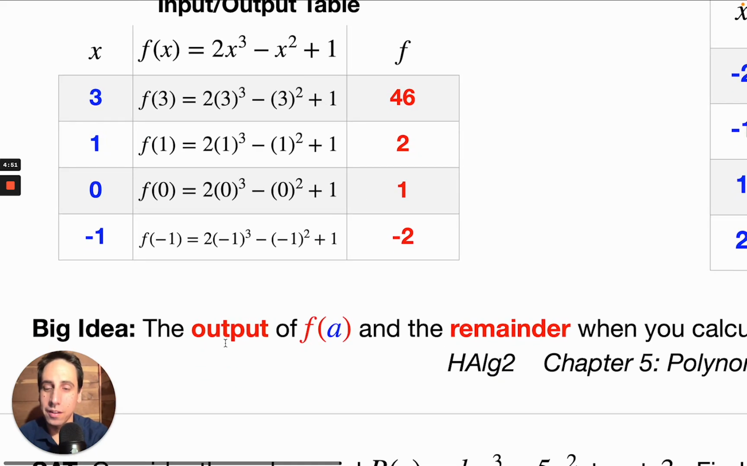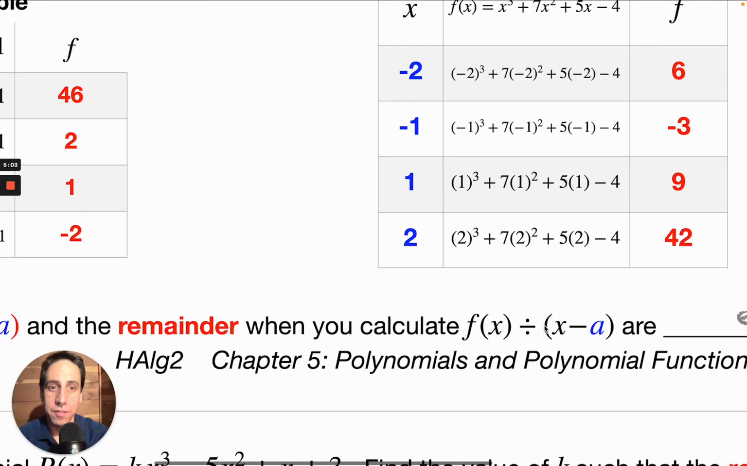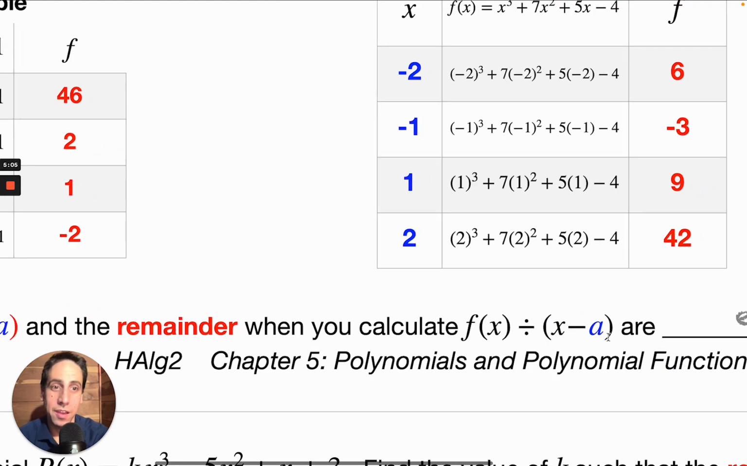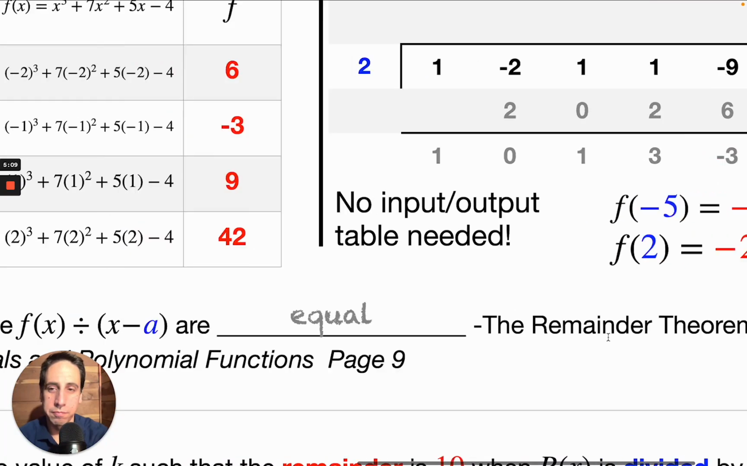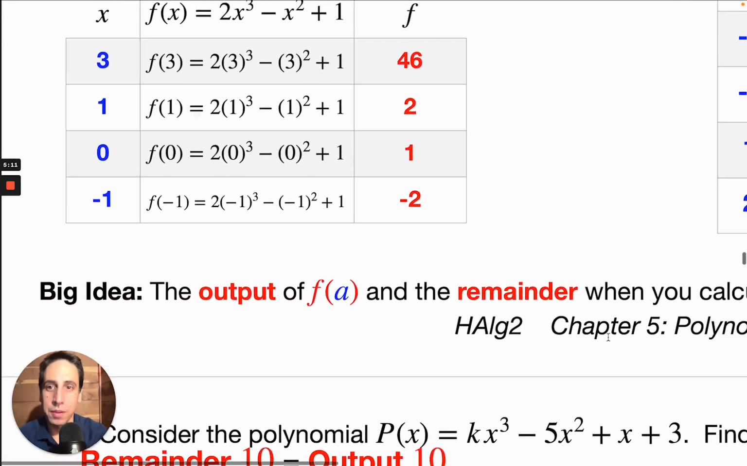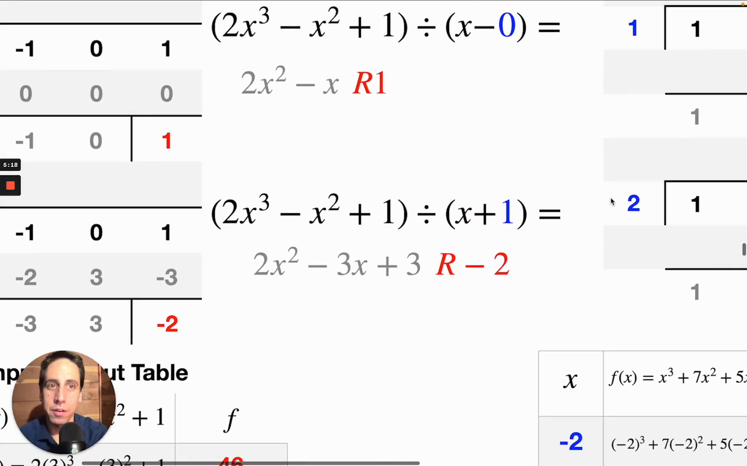Here's the big idea. If you do this often enough, you'll notice a pattern. The red output of f of a, where a is the blue input, and the remainder when you calculate f of x divided by x minus a are going to be equal. That's the remainder theorem. The remainder theorem says basically that the output and the remainder are going to be the same. Red output and red remainder are going to be equal.